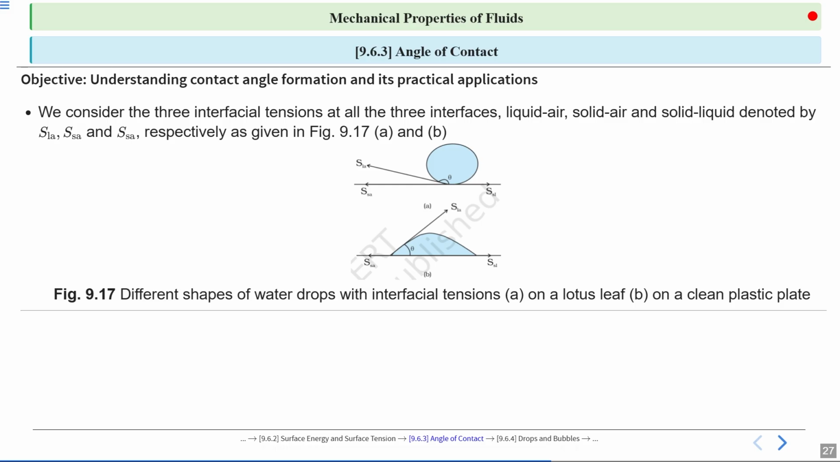Interfacial tension is the force per unit length acting along the line where two phases meet, measured in Newton per meter.